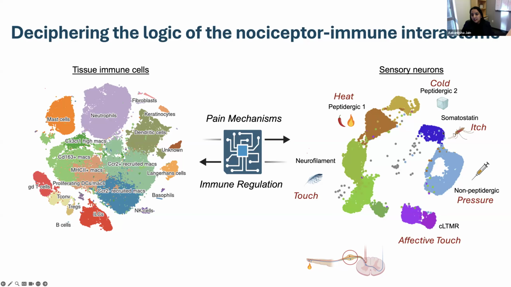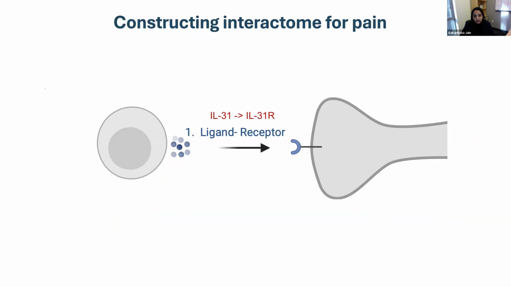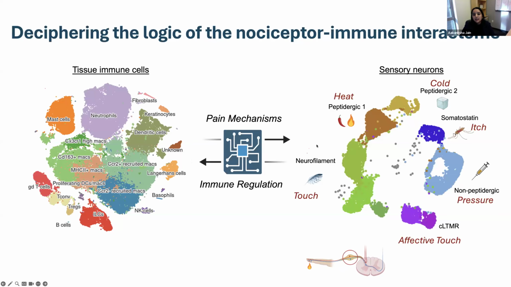And what I've not mentioned yet is that activated neurons can also make neuropeptides that act on immune cells and regulate immune function. For the purpose of this talk and my work in Clifford's lab, I mostly focused on this direction, where we were looking for new immune ligands that change pain hypersensitivity and inflammatory pain. So to do this, we decided to map the receptor ligand interactome between the immune cells and sensory neurons.